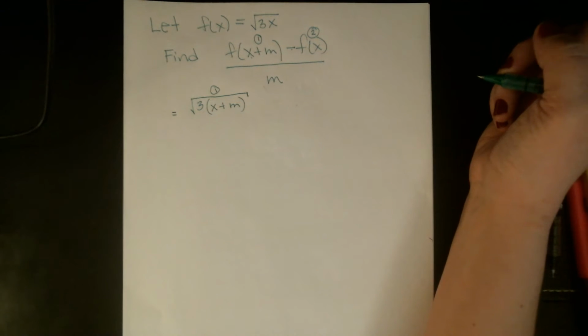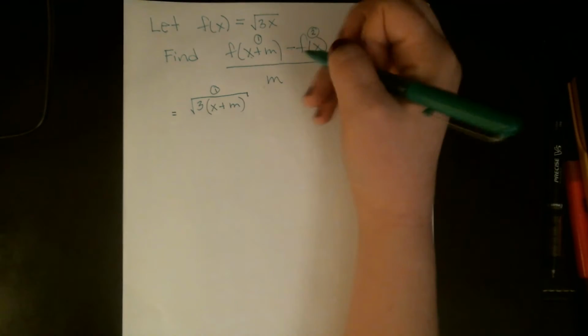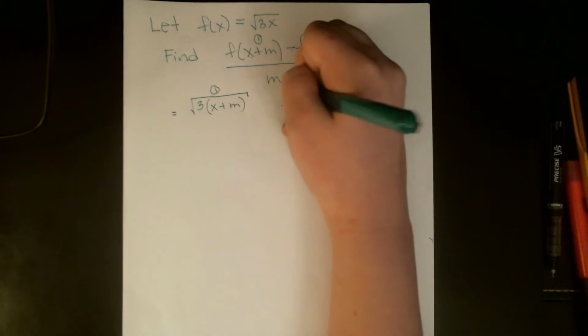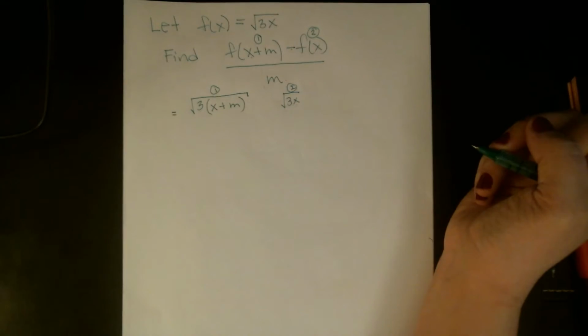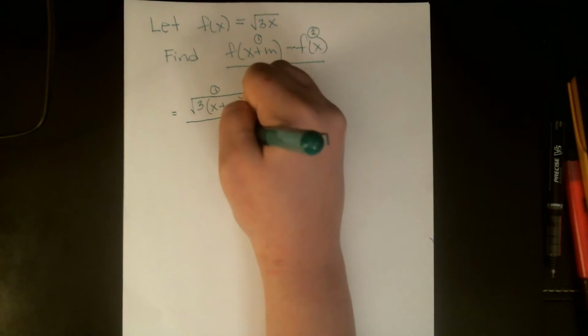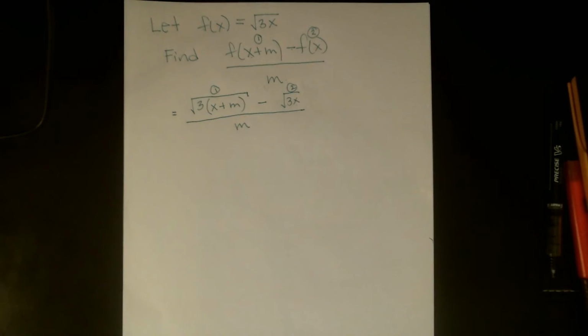Number two, I'm supposed to find f of x. That's really easy because x is the variable used in the definition of this function. So when I plug in x into f, I get the square root of 3x, and that's my number two. I'm supposed to subtract and divide by m. Okay, so here, this is what makes this one interesting. Really, just looking at that, I don't think that there's any huge reason to worry much about simplification.